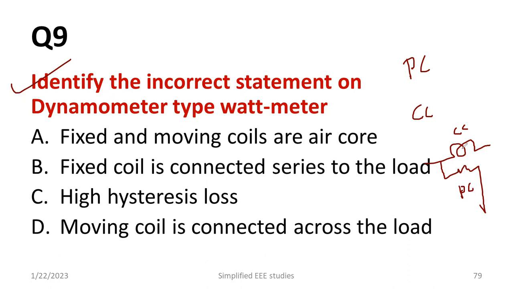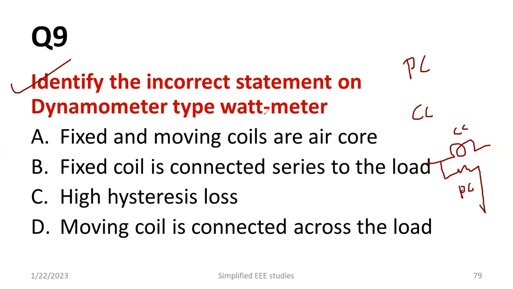Number two, both the current coil and pressure coil are air core type. There is no iron core, so hysteresis loss will be very less in a dynamometer type wattmeter. Then, to get the maximum flux distribution, the pressure coil will be connected at the mid of the current coil to get equal flux distribution.